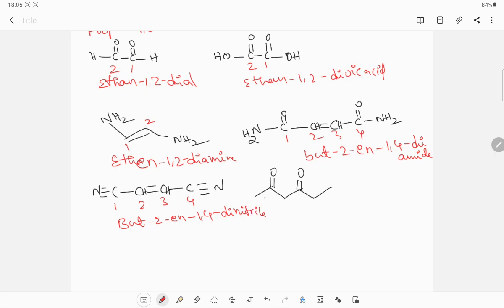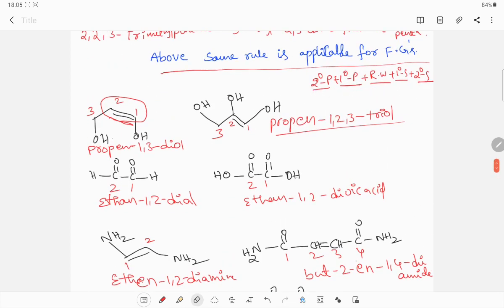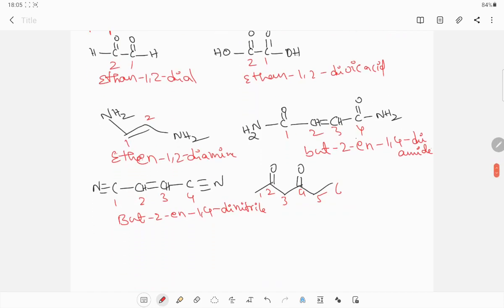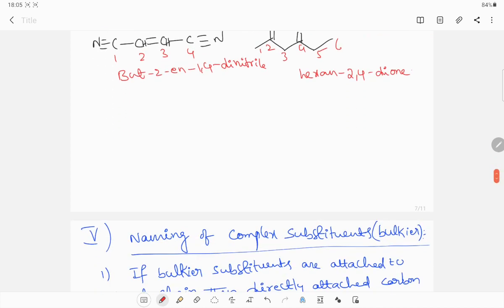Next one. 1, 2, 3, 4, 5, 6. 2,4, sorry. You should follow this formula: secondary prefix, primary prefix, root word, primary suffix and secondary suffix. Now 6, hex. The primary suffix is the nature of the carbon chain, hexane. Hexane 2,4-dione.